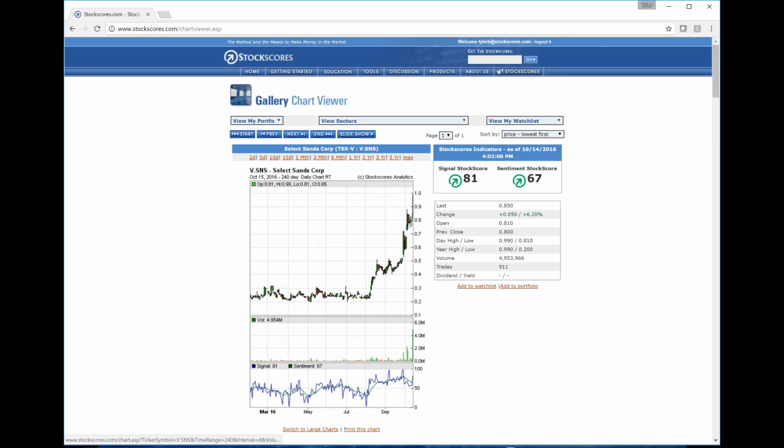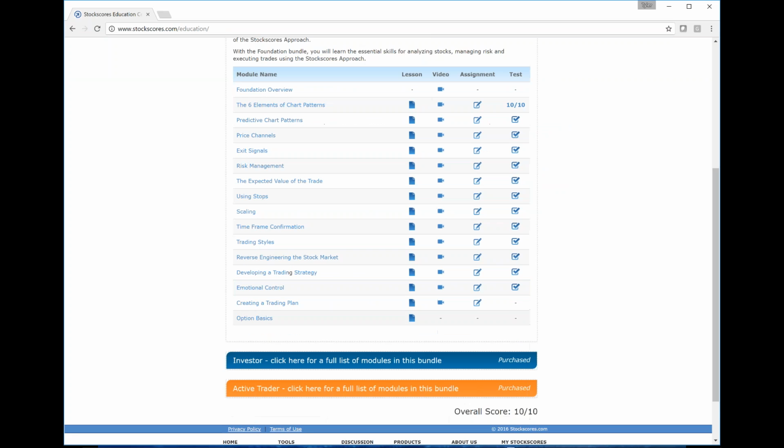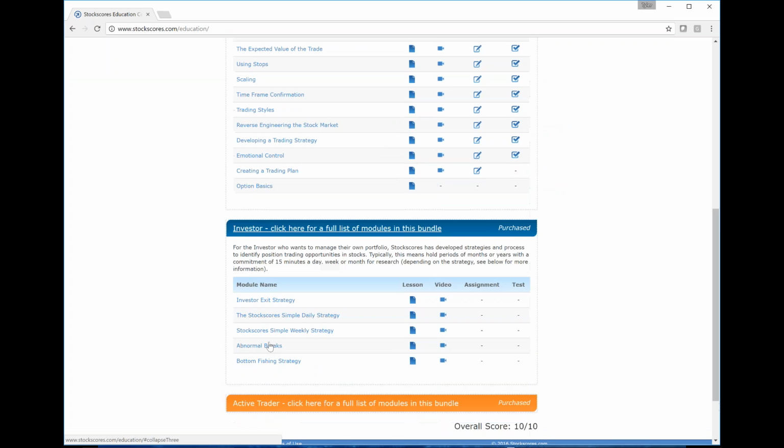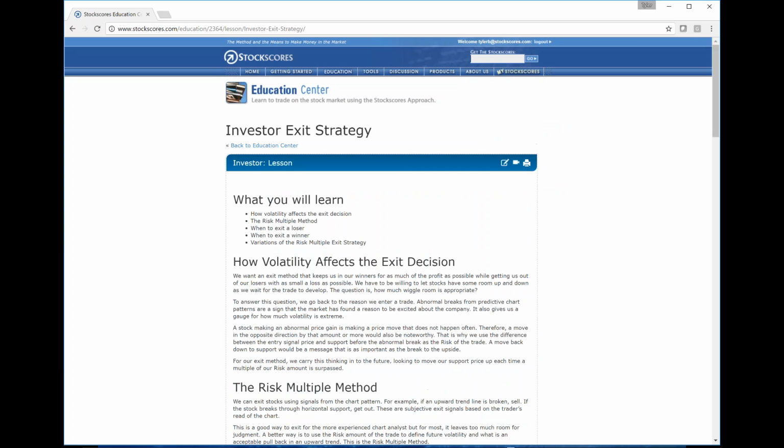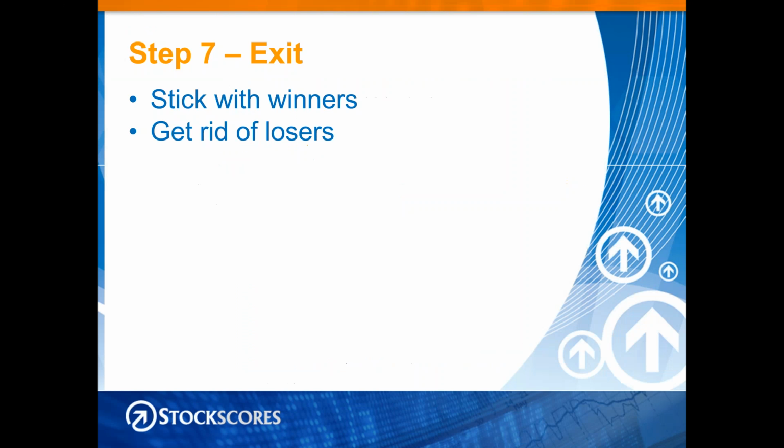And so again, if we go into the Education Center and go down to Investor, there is a lesson here on the investor exit decision. And we have different methods that we use. We can use patterns. The method I really focus on in my teaching is something called the risk multiple method, where we look at multiples of risk reward to determine where support is to determine when we exit the trade. You want to learn that lesson, you learn it here in the Education Center.